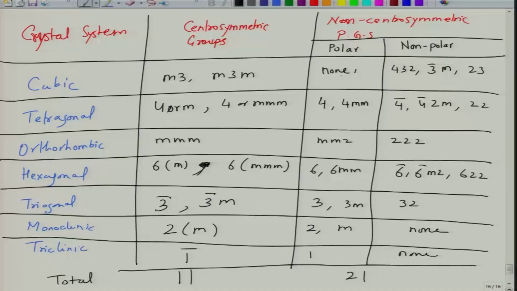As you can see, the cubic crystals are non-centrosymmetric but non-polar; nothing is polar. Similarly, in tetragonal, while 4 and 4mm are polar, bar 4, bar 4 2m and 2 2 are non-polar, even though they are non-centrosymmetric. And similarly, we have many other crystal systems. So, out of these we have 10 which are polar and 11 which are non-polar.